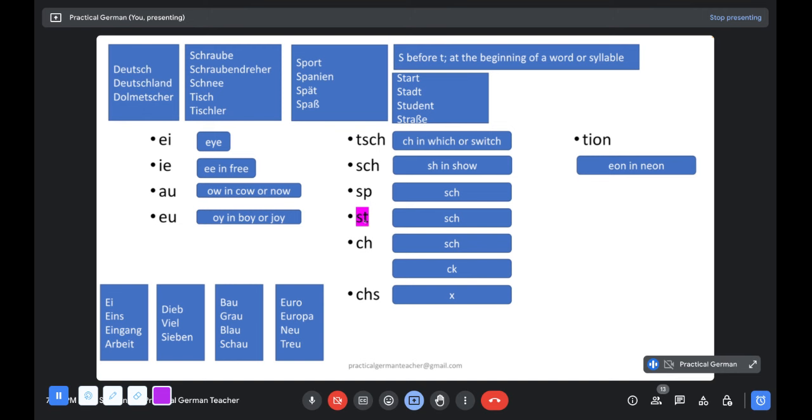Then you have st. It's also SCH. You should pronounce it like how you pronounce SCH, that is sh. So, can you start, please? Start. Student.